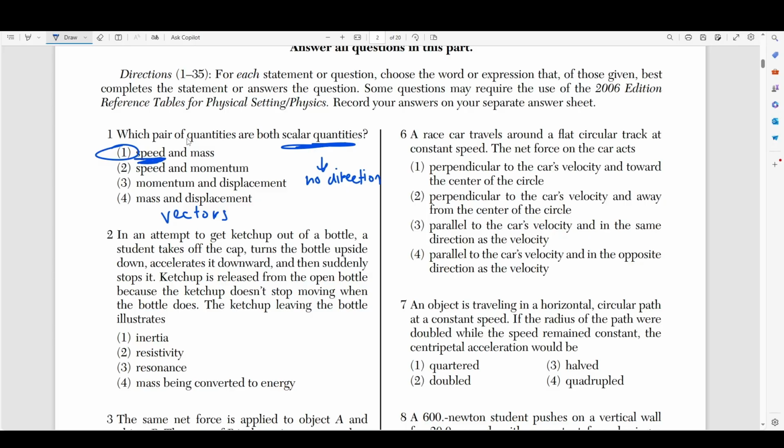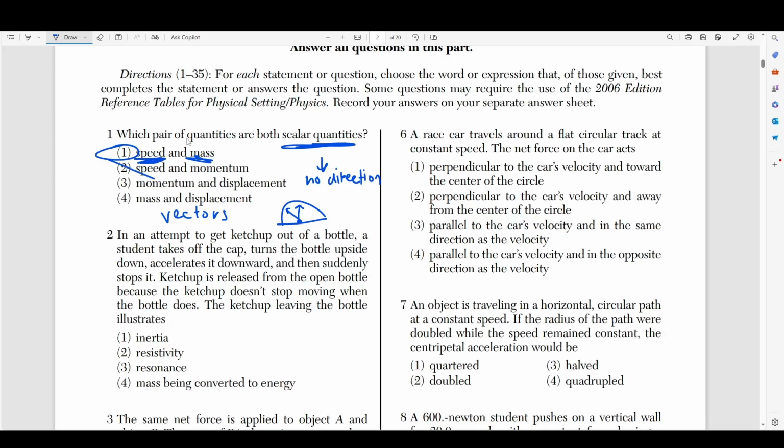Speed has no direction associated with it. Speed and velocity have the same number, right? But speed does not have a direction associated with it. When you look at the speedometer on a car, it's going to tell you how fast you're going, your speed, but it's not going to tell you the direction that you're going. And the same thing with mass, right? Your mass is how heavy you are. So for example, if I'm 60 kilograms, I am 60 kilograms, right? There's no direction that goes with it.